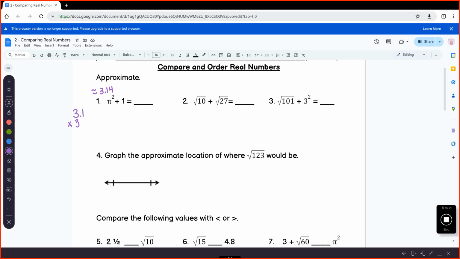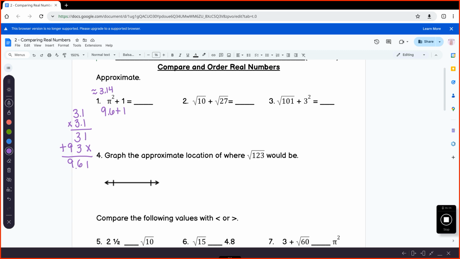All right, and then I'm going to multiply that. So 3.1 times 3.1. And then I get 1 times 1 is 1. 1 times 3 is 3. 3 times 1 is 3. 3 times 3 is 9. So I have about 9.61, or again, since this is all approximating, I'm just going to write 9.6.